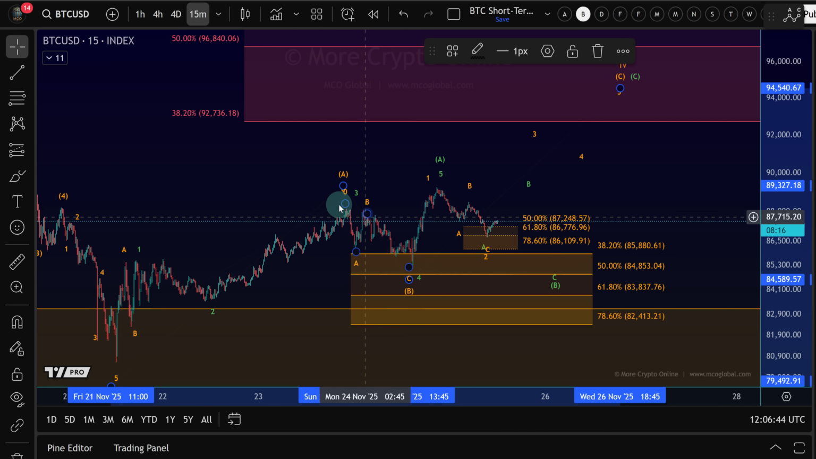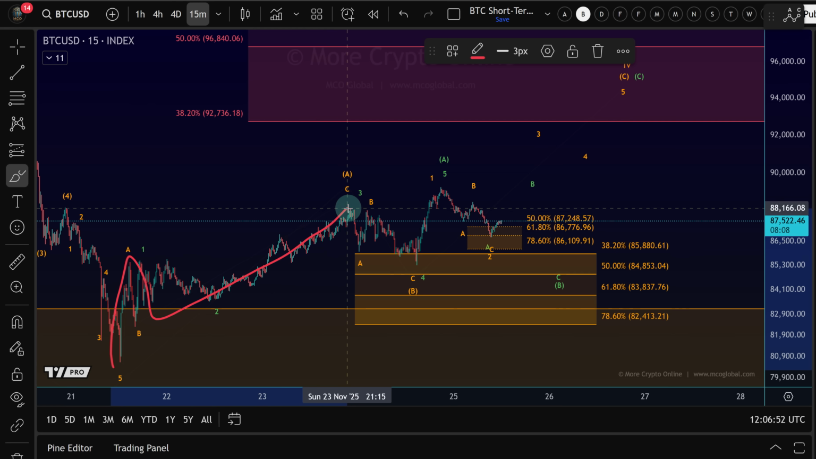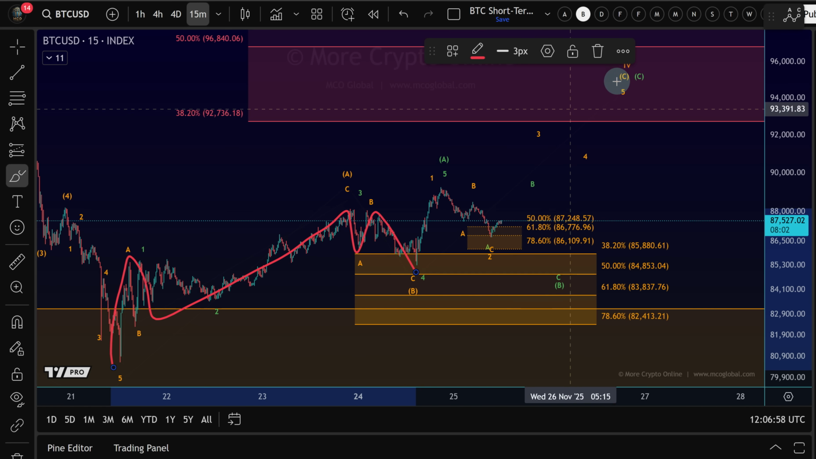You will remember that it followed an ABC structure to the downside perfectly after a 3-wave move up, A, B, C, and then A, B, C. So that's a perfect pattern. And now we might have started the C wave up. So A wave up, B wave down. You see, the A wave is in 3 waves, and the wave 4 should also be a 3-wave move.